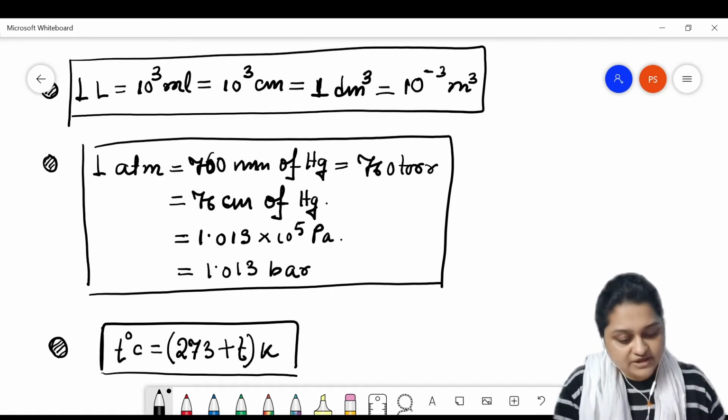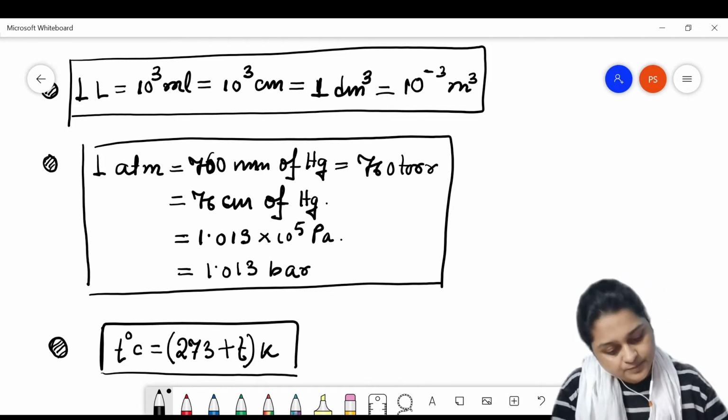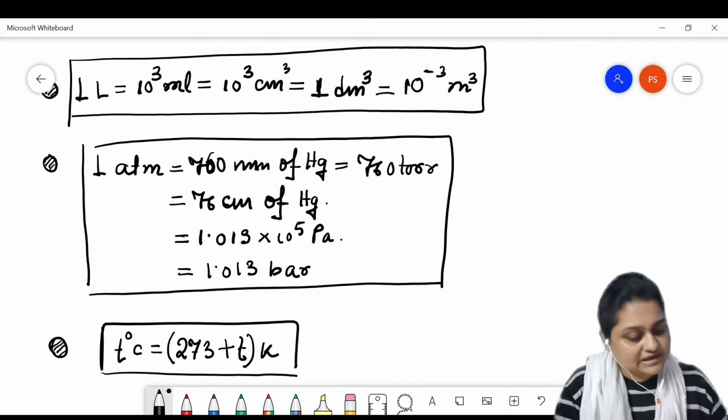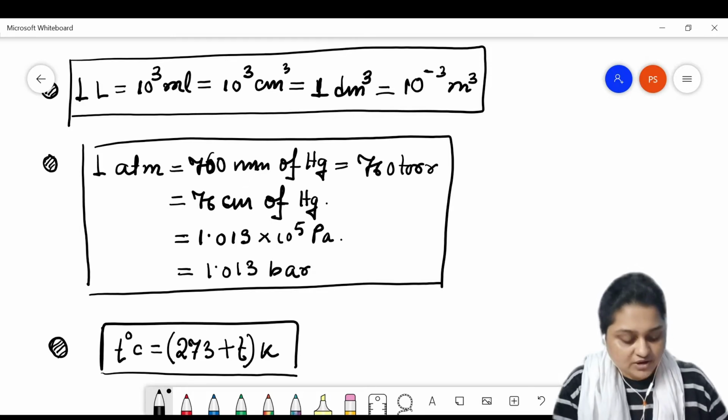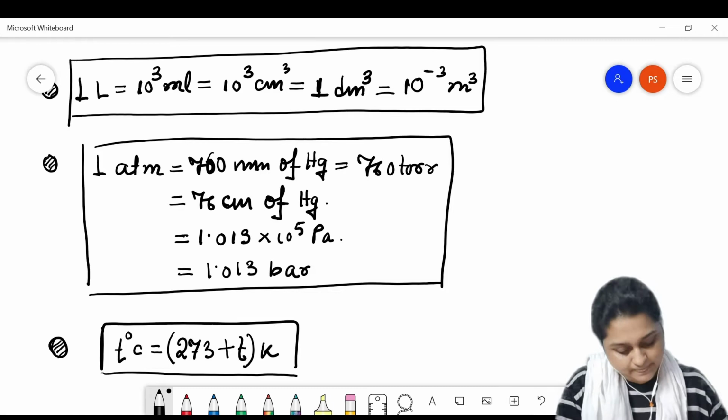Now the volume of the gas is measured in units of liter, milliliter, centimeter cube, decimeter cube, and millimeter cube. There are a few relationships between these units that we need to remember during mathematical problems: 1 liter equals 10 to the power 3 milliliter, equals 10 to the power 3 centimeter cube, equals 1 decimeter cube, equals 10 to the power minus 3 meter cube.